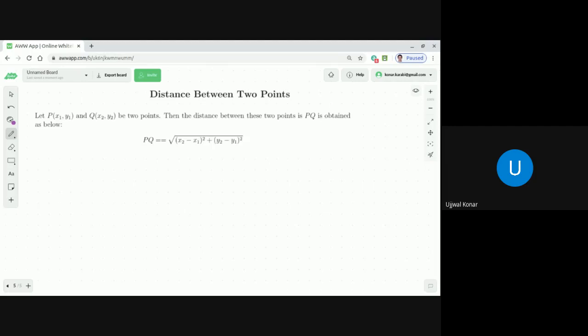So let P, whose coordinates are x1 comma y1, and Q, whose coordinates are x2 comma y2, be 2 points. Then, as we know the coordinates of the points P and Q, we can find the distance between P and Q, and it is actually the straight line distance. PQ is equal to square root of x2 minus x1 whole square plus y2 minus y1 whole square.